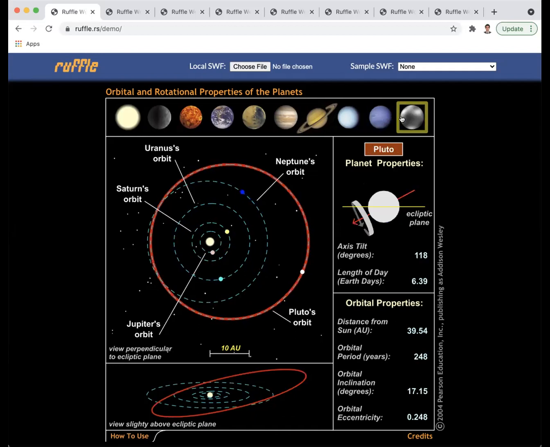And Pluto, dwarf planet Pluto, the axis tilt is weird. The length of the day is 6.39, so it'll take almost 1 week on Earth for Pluto to do one full rotation. And it's very tilted with respect to the solar system. It's weird. And so it is well inside the Kuiper belt, but in a tilted way. So that's why it has a comet-like composition.